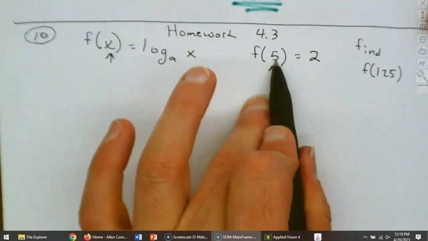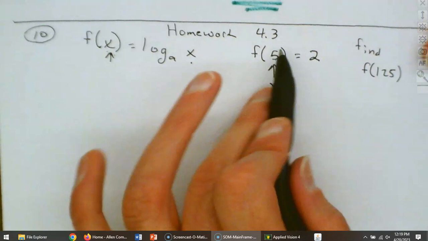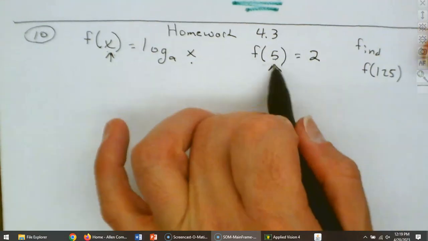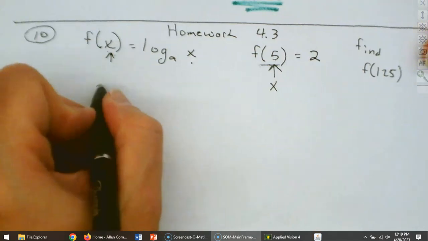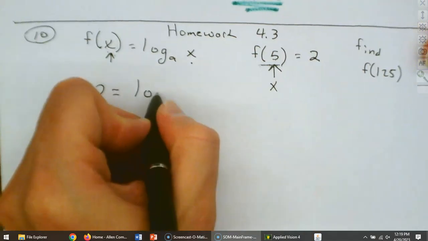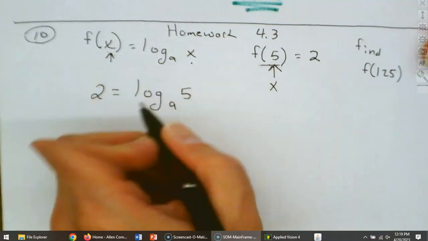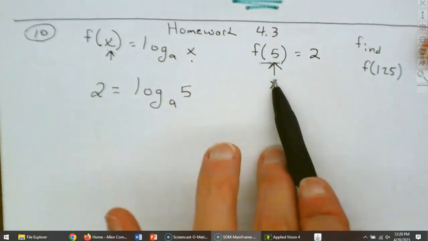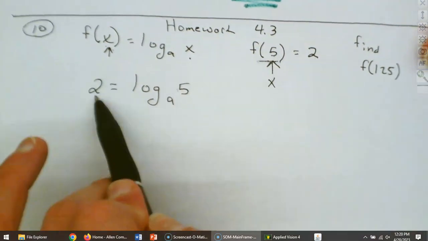So we know that when you plug in 5, that goes in for the x. So what we have is f of 5, that's 2. That means this part right here is 2. That is going to be the log base a, and what number are we plugging in? We're plugging in a 5, because that's your x, so that goes in there. This 2 is what it equals over here.